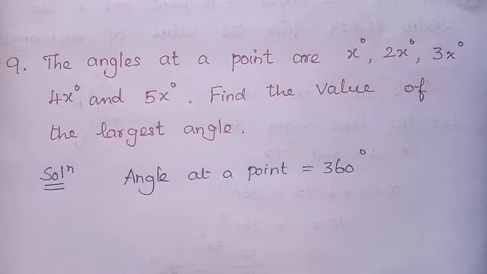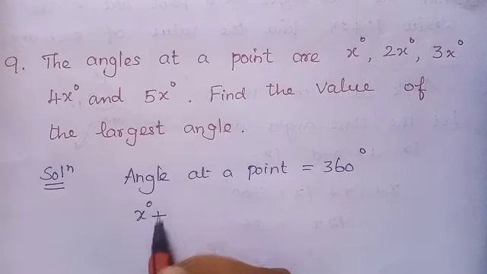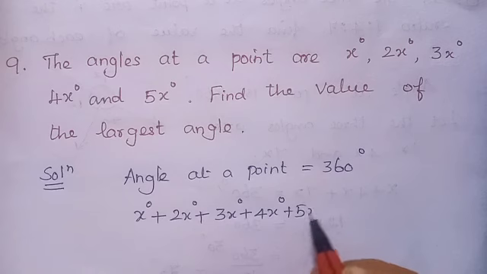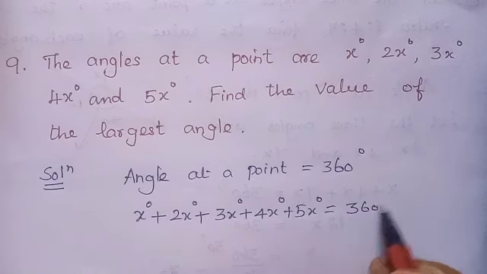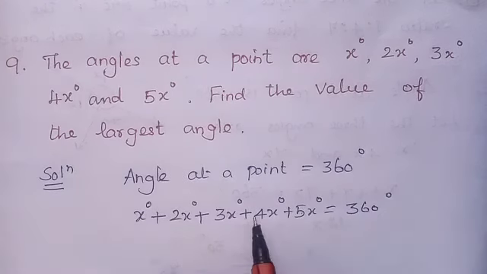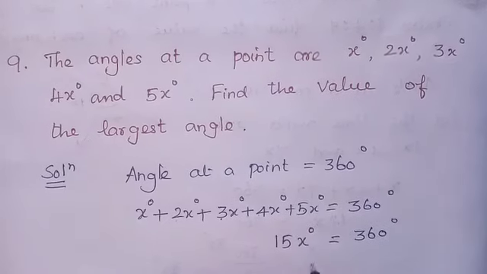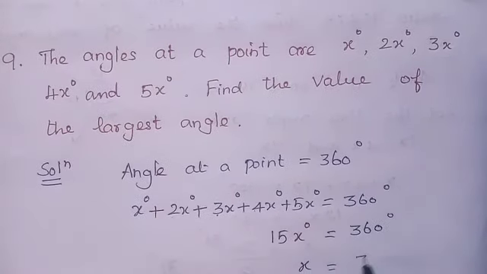In this question, what is given? The sum of these angles is how much degree? 360 degree. So x degree plus 2x degree plus 3x degree plus 4x degree plus 5x degree is equal to how much? 360 degree. Add the x: 5 plus 4, 9. 9 plus 3, 12. 12 plus 2, 14. 14 plus 1, 15. Okay, so 15x degree equals 360 degree. So what is the value of x here?